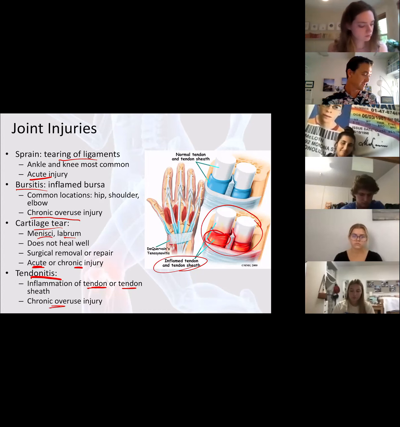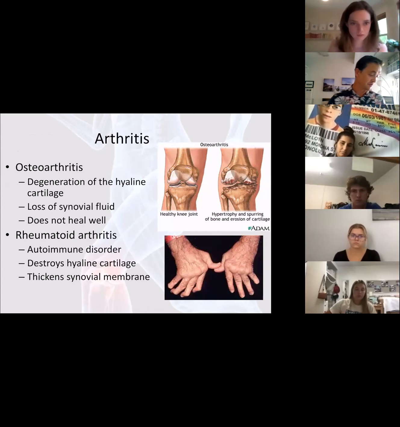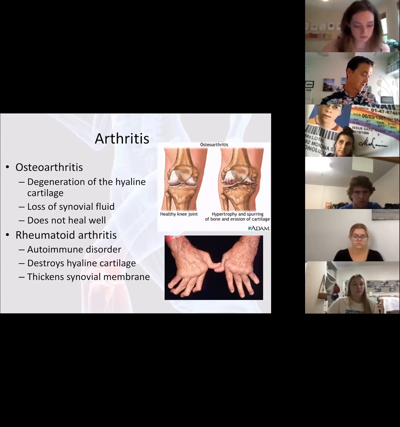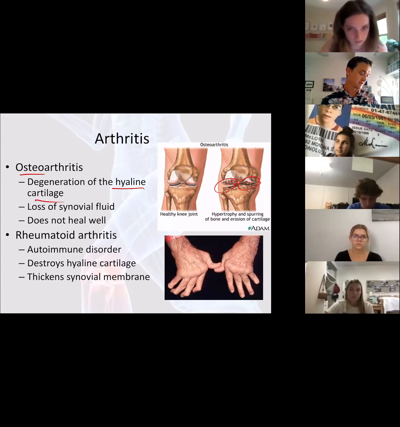Okay. All right, so arthritis, I mentioned this one before. There's two main types of arthritis: osteoarthritis and rheumatoid arthritis, okay? And there's another one as well, the gouty arthritis that we'll talk about. Osteoarthritis, this is degeneration of the hyaline cartilage, okay? Most common type of arthritis for sure.